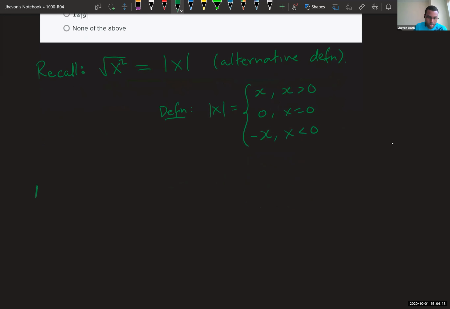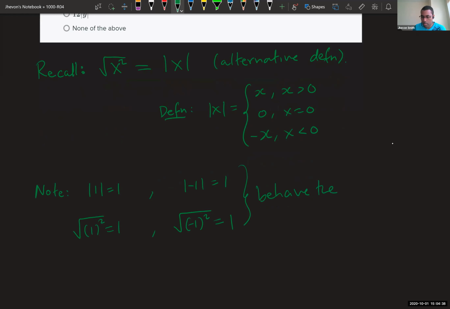So note, if I take the absolute value of 1, I get 1. If I take the absolute value of -1, I get 1. Whereas if I take the square root of 1 squared, I get 1. And if I take the square root of (-1) squared, I get 1 again. They behave the same.